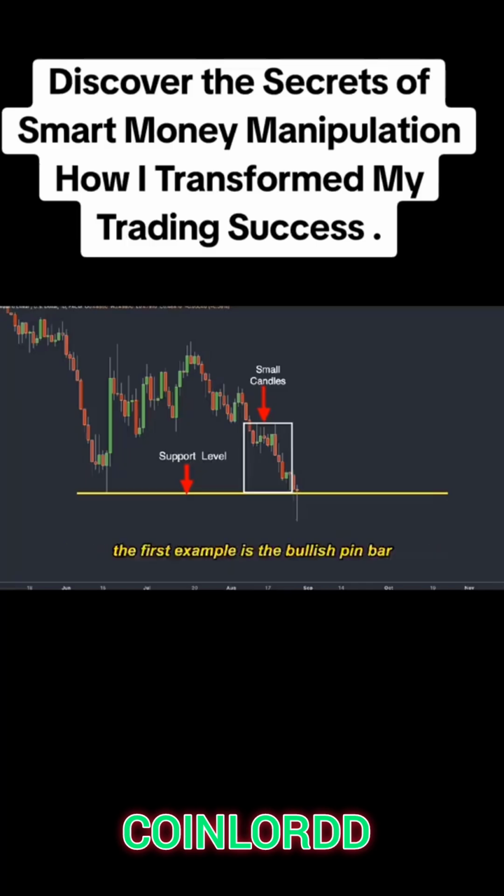The first example is the bullish pin bar. Imagine the price is approaching a support level and the candlesticks start getting smaller. This usually means that sellers are losing their grip and the buyers might soon take over.